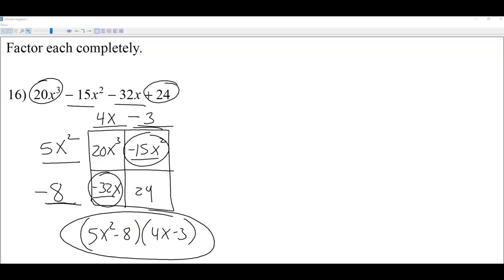Or is it? You really should check to see. Once you do that, we only have binomials, and the only thing that those could be after that is a difference of squares, but they're not. Neither one of these are a difference of squares, so we are done with that one.